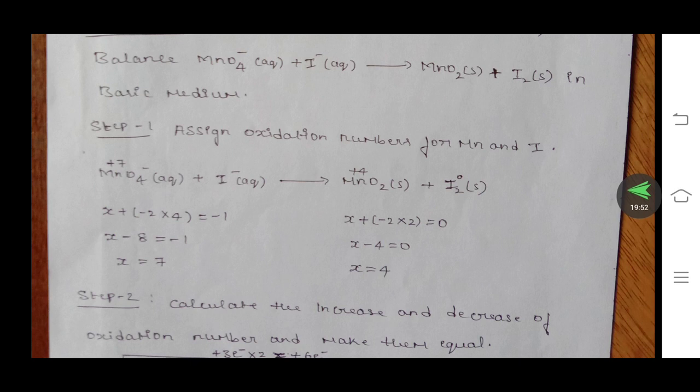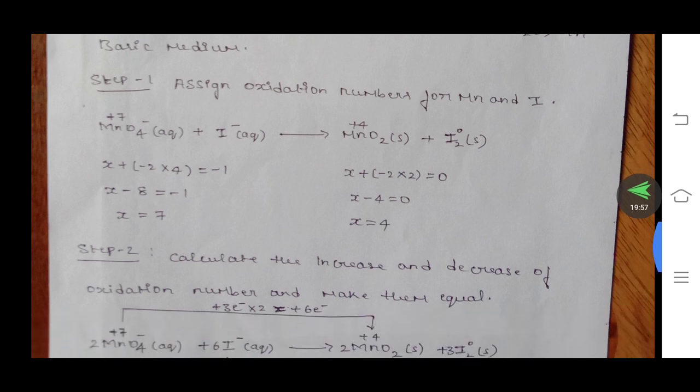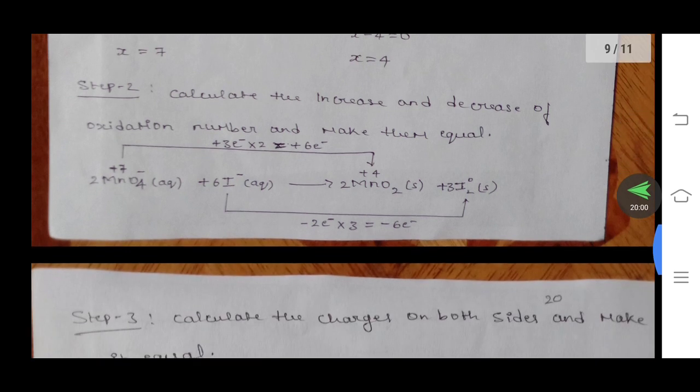Now I2 is a molecule, so that's why the oxidation state is 0. Next, second step: calculate the increase and decrease of oxidation number and make them equal. Now you check manganese from left side to right side. Left side oxidation state is plus 7, and right side oxidation state for manganese is plus 4. So it is gaining 3 electrons from left side to right side, that is plus 3 electron.